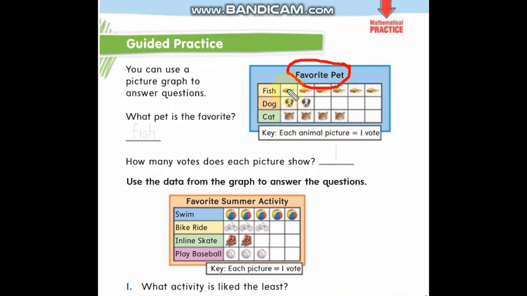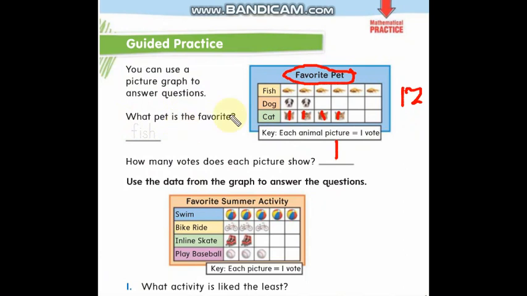How many pictures do you see? Yes, let's count them. 1, 2, 3, 4, 5, 6, 7, 8, 9, 10, 11, 12. So everyone, 12 people voted for their favorite pet. So everyone, let's answer the question. What pet is the favorite?